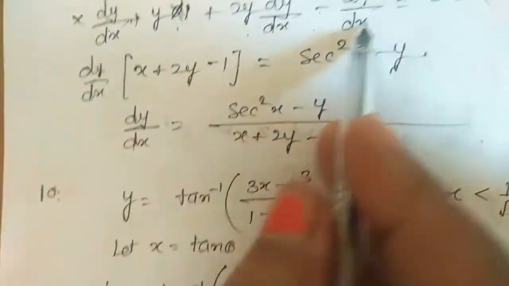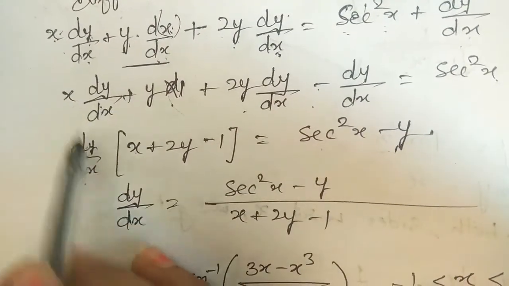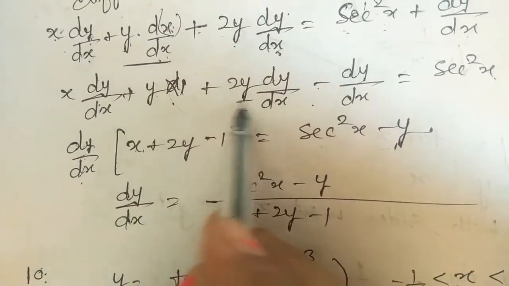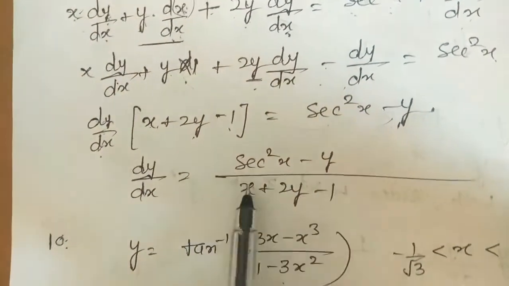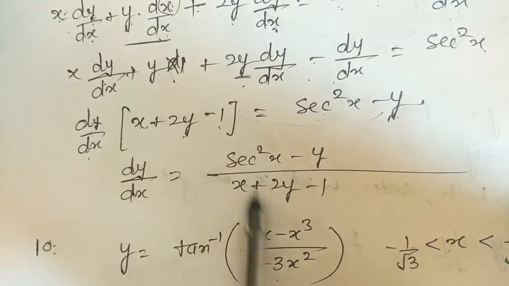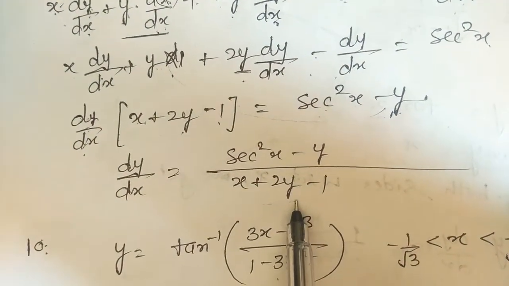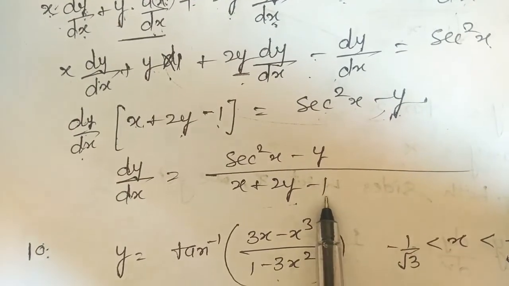And what is here? dy by dx common: x is here, 2y here, and here minus 1, and y will go there. Then we get secant square of x plus y minus y, and since this is in multiplied form, it will divide on the right hand side. So what is the answer? Secant square of x plus y minus y, upon x plus 2y minus 1.